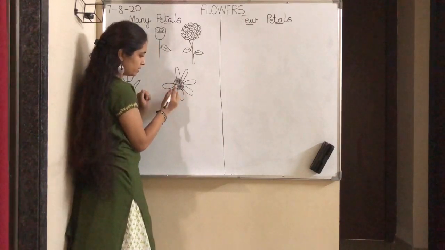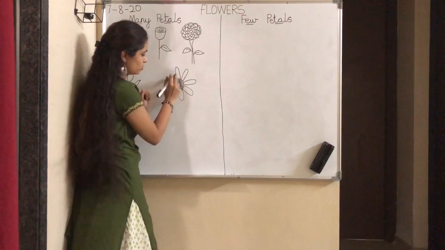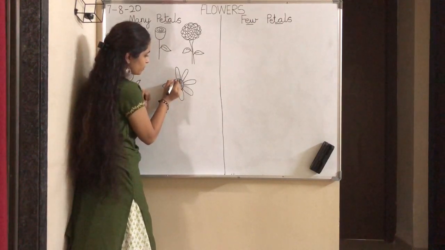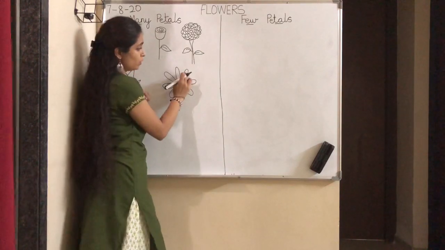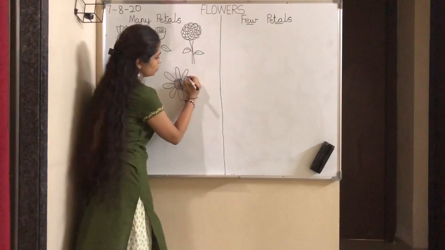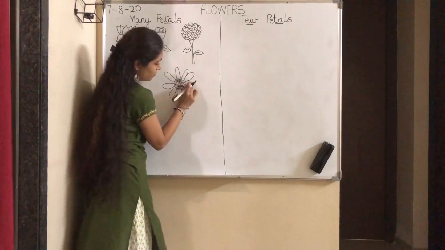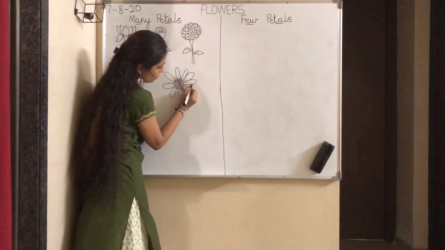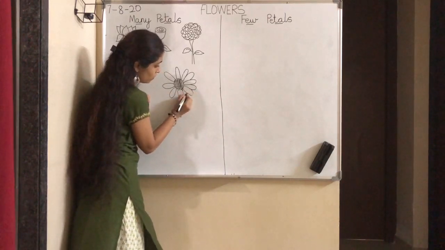Between these two petals draw one more petal. And between these two petals draw one more petal. Now between these two petals you draw one petal like this. And then between these two petals you draw one petal like this.